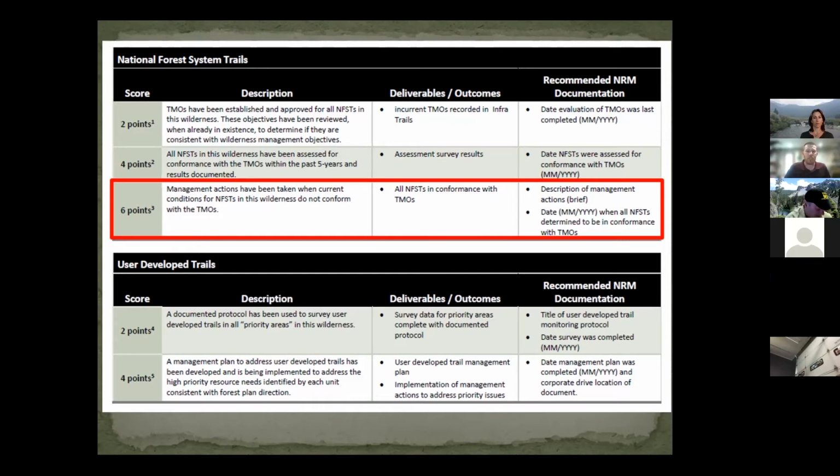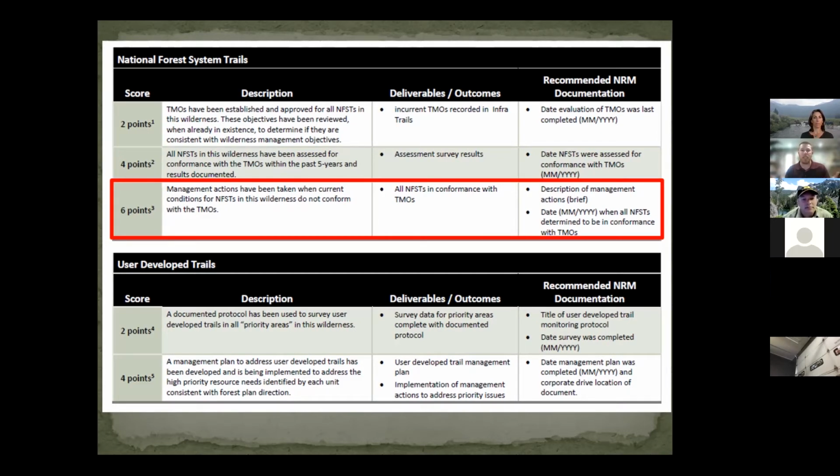So management actions have been taken. So this gets you to the 6-point level. So you've got your TMOs established, you've reevaluated or evaluated your TMOs and your trails for conformance to the TMOs. And then you've decided that, hey, this trail needs X, Y, and Z done to it, or we need to adjust our TMOs based on the reality on the ground. So you've taken some sort of management action to get your trails to conform to the TMOs.